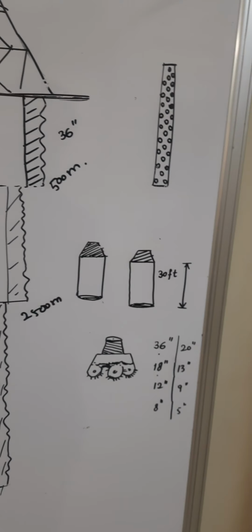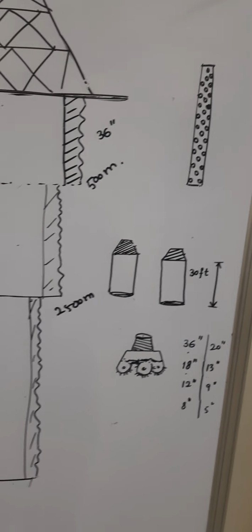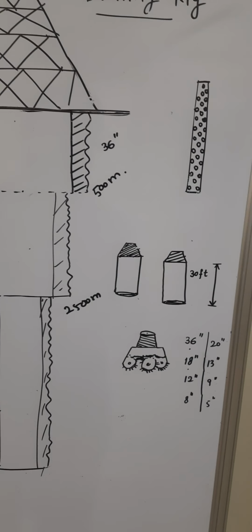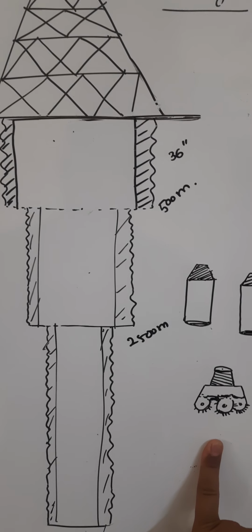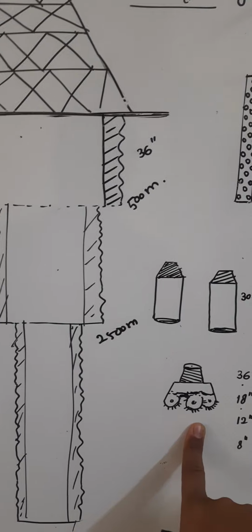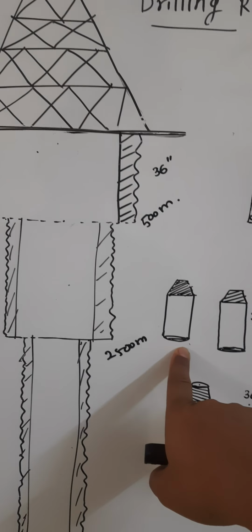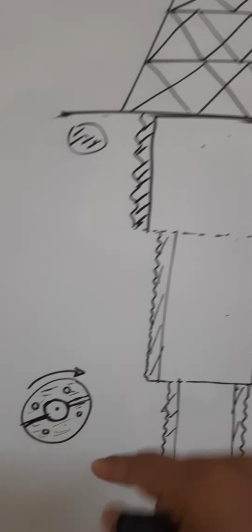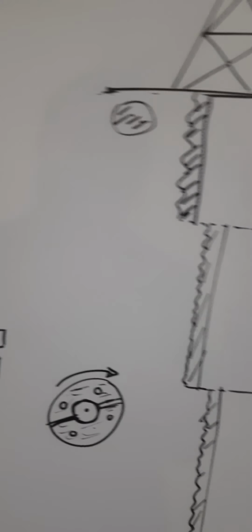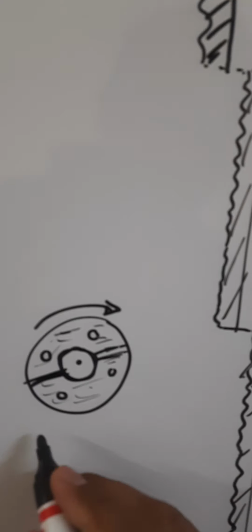Now, most of this I discussed in the previous video also. Here I want to show how this bit is rotating. This bit is connected to the pipe, and those pipes are placed in such equipment. This is called a rotary table.